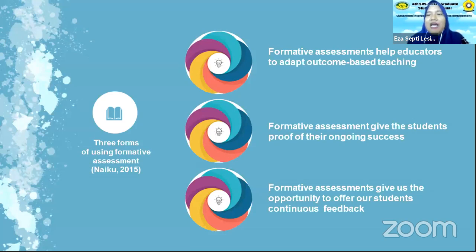The first is that formative assessment helps educators adapt outcomes-based teaching. The second one is that formative assessment gives students proof of their ongoing success, and this also provides our students the ability to track their educational goals. And the third is that formative assessment gives us the opportunity to offer our students continuous feedback, because in formative assessment, feedback is the main part.